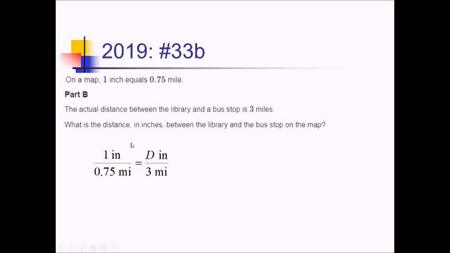Cross multiplying, we've got 0.75d equals 3. And you could use a calculator here. Another way of doing this is realizing that this is really 3/4 times d. If we multiply by 4/3, the 3's are going to cancel, and we just end up with d equals 4 inches.